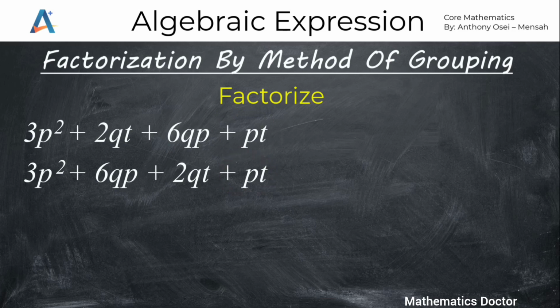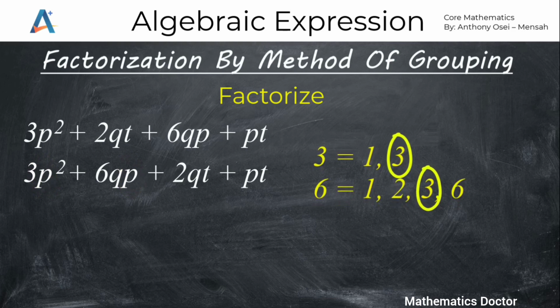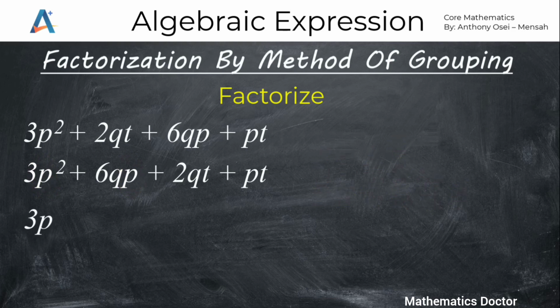Now let's group them according to their common factor. Here the common factor will be p. So p as the variable, and if you check 3 and 6, we have 3 also as a common factor. So 3p is a common factor. Now we open and we close the bracket. 3 will cancel the 3. Then p will cancel p squared, so we have p here. So that means when 3p squared is divided by 3p, it will remain with p.